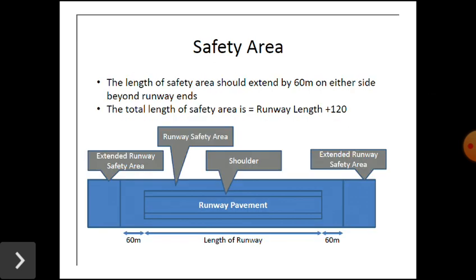Also, the length of safety area should extend by 60 meter on either side beyond the runway end. Therefore, the total length of safety area will be the runway length plus 60 meters on either side, that is 120 meter. This will be the total length of safety area.